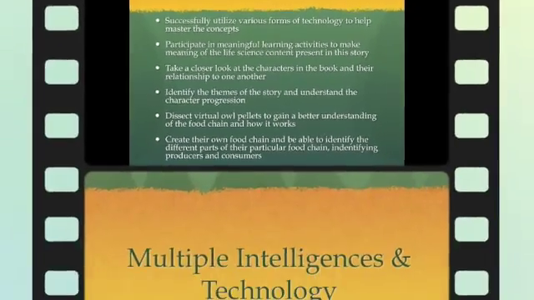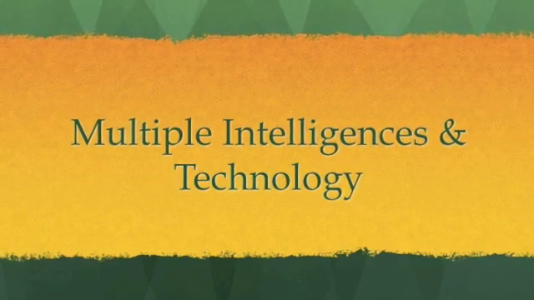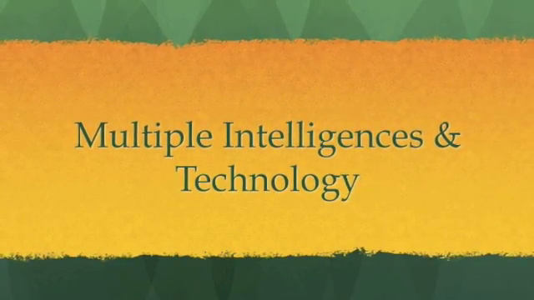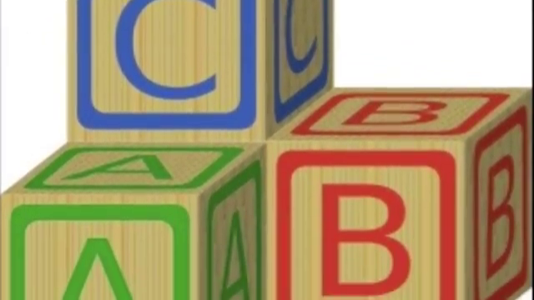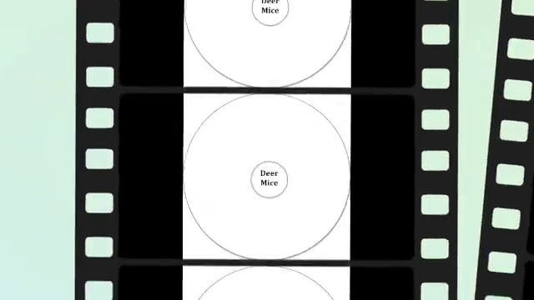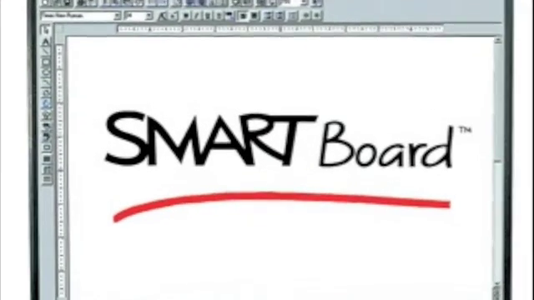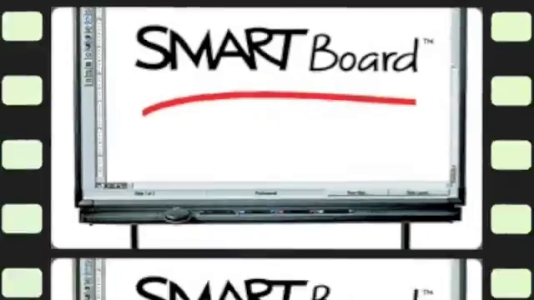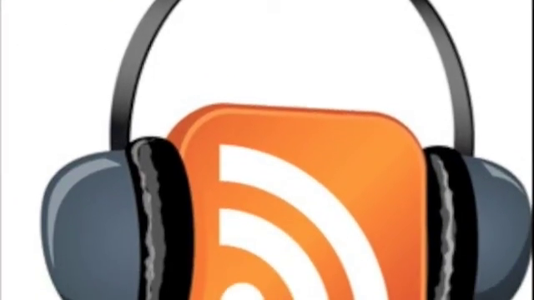Let's now move on to discover how I will reach the multiple intelligences represented in my classroom using various forms of technology. To reach the verbal and linguistic learners, the unit incorporates activities such as completing a character trait graphic organizer on the smartboard as a class, and discussing the story with literature circle groups, and also creating a podcast book trailer persuading others around the world to read Poppy.